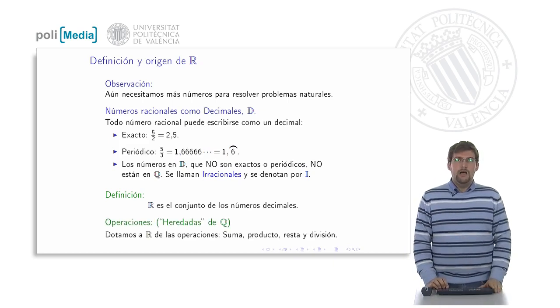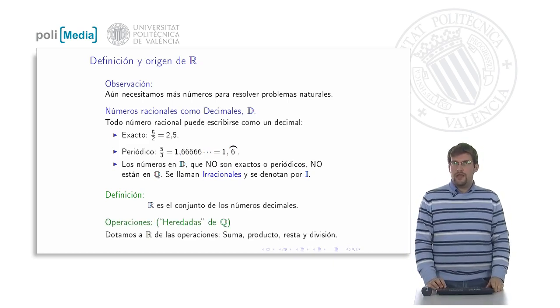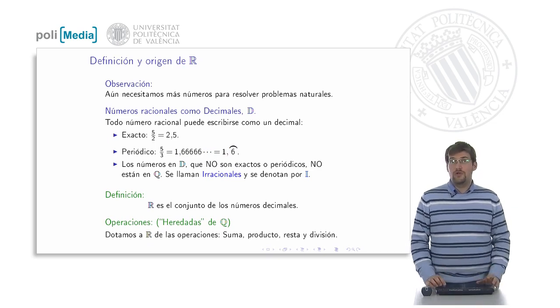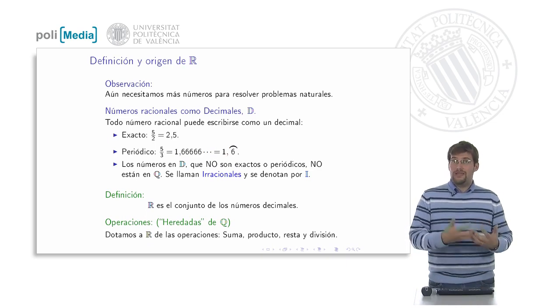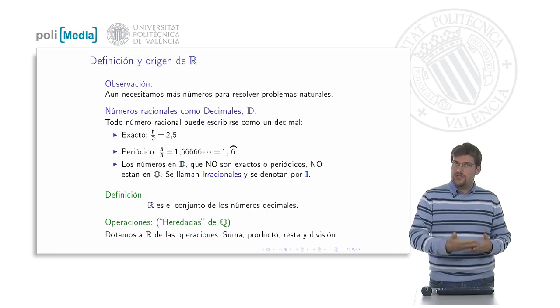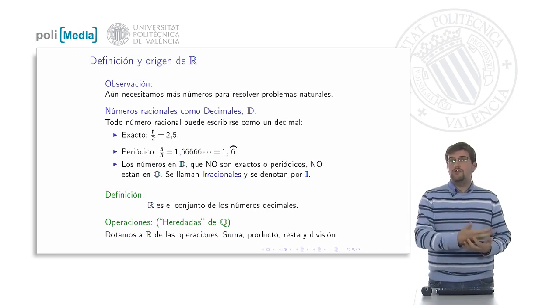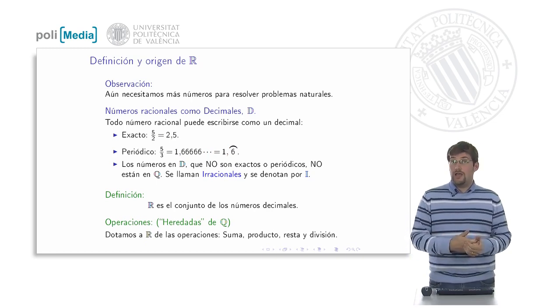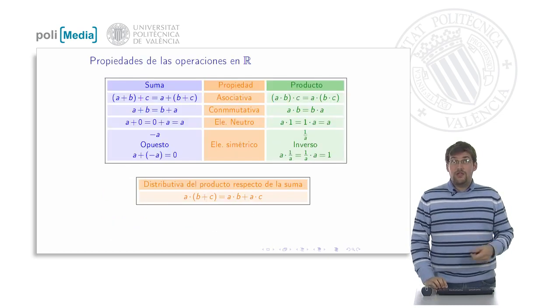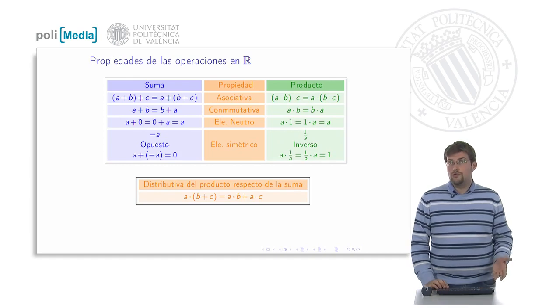The operations introduced in R are the ones that we are all used to using, and they are actually inherited from Q. Starting with the natural numbers, these operations are inherited and extended to the whole numbers. Subsequently, they are introduced to rational numbers, and from rational numbers, they are further extended to real numbers. These operations are addition and multiplication, as we have reviewed in previous sections of this topic.